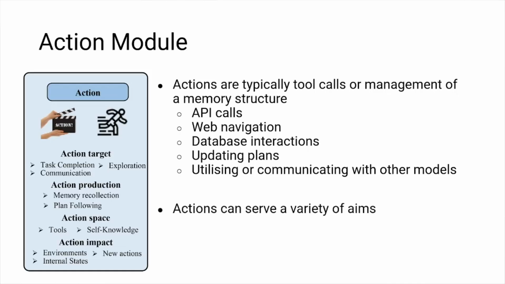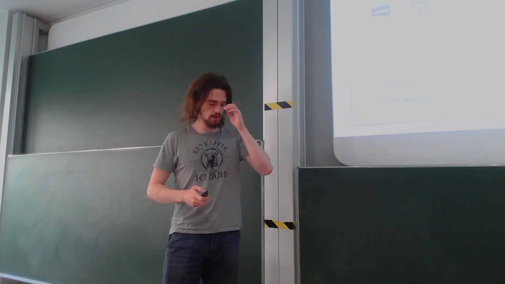Yeah, an action can serve a variety of aims. Maybe they help you complete your task, maybe they just help you explore, maybe they just help you communicate. And they can also have a variety of impacts. So they can alter the environment and the state of the environment you're in. Maybe they can open up new actions, and maybe they can modify the internal state of the agent. Those memory and planning related actions fall under this internal state modification.